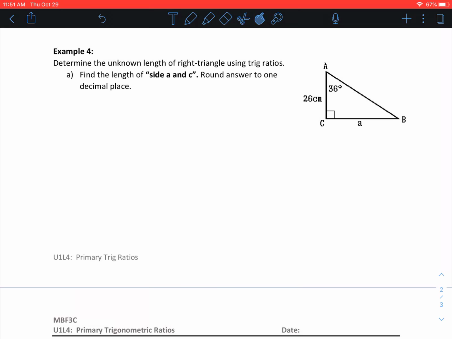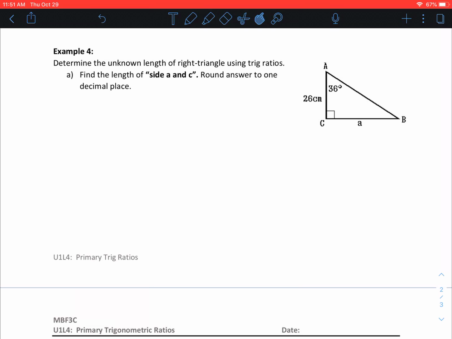Hi everyone, let's take a look at how we can find the length of an unknown side of a right triangle using the trig ratios. So in this question they're asking us to find the length of side A and side C, and they want us to round the answer to 1 decimal place.